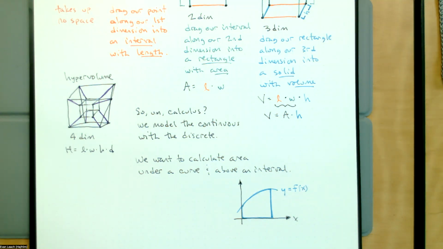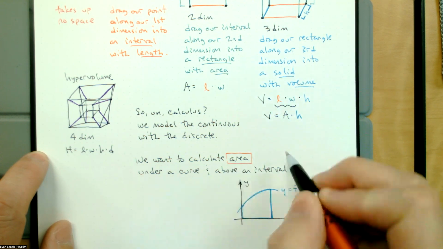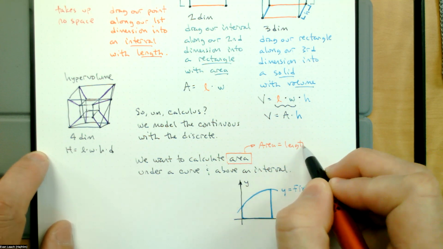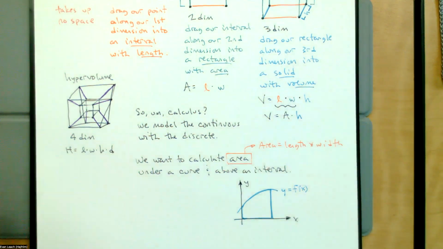Here's what we know about area. Area is length times width. Not just for rectangles, but for everything. This is the concept of area. Area is equal to length times width. Not just for rectangles, this is how we think of area. It's just a length multiplied by a width. That's just how we define area.